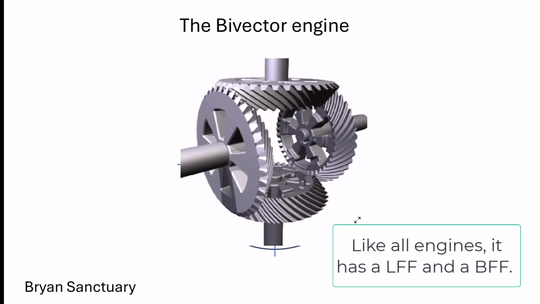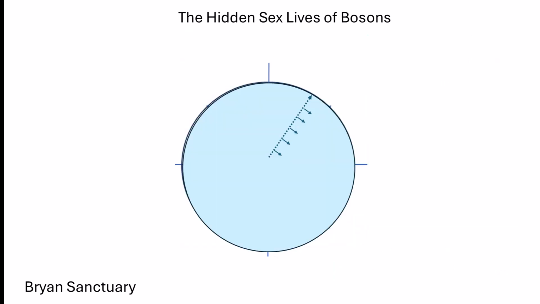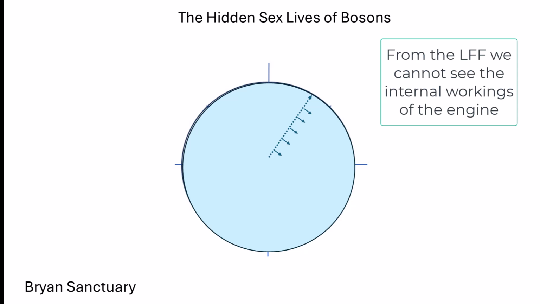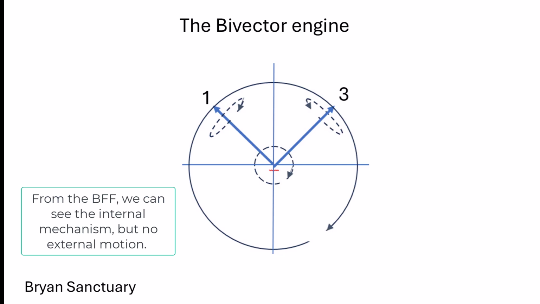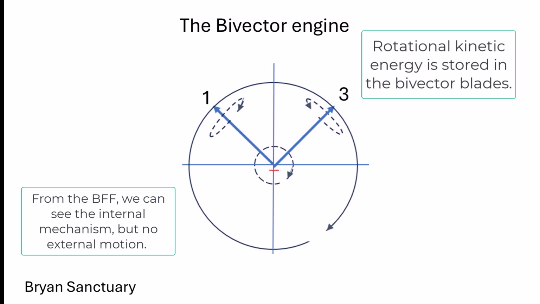It is the internal workings in the body fixed frame. The blur of the body fixed frame means we cannot see from the laboratory fixed frame how the engine works, but in the body fixed frame we are in the rotating frame of the external axis, and the internal motion is frozen. We see the energy is stored in the bivector's internal motion as rotational kinetic energy.